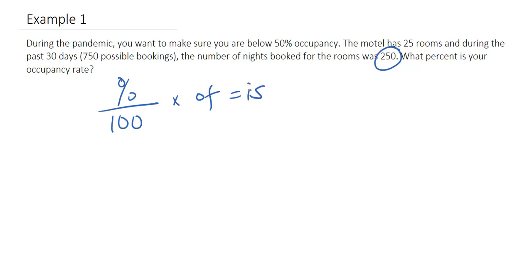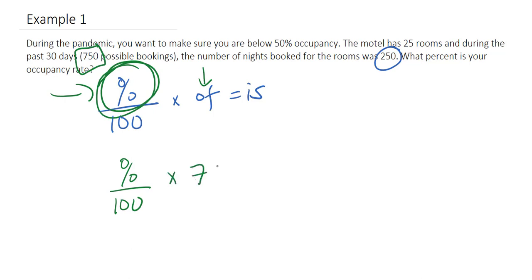If we look at this, what are we trying to find? Well, we're trying to find the percent. So let's see what we have. We have this of. That of is going to be the possible bookings. So the percent over 100 times 750, right? And then the number of nights booked for the rooms was, just past tense for is, 250.